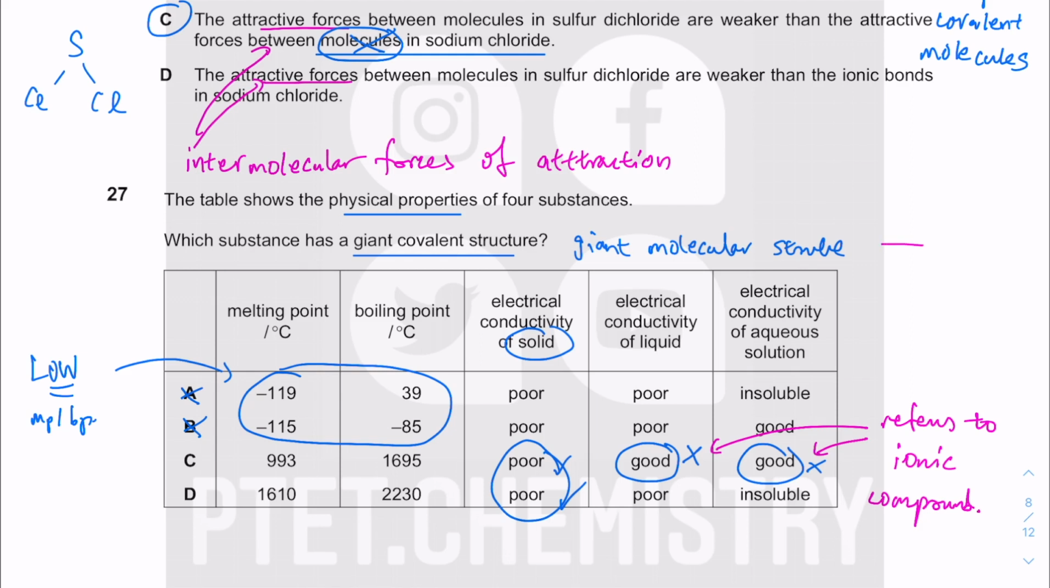Giant molecular structure, we're looking at something which does not conduct, whether it's solid or liquid, and they do not dissolve in aqueous solution as well. So D must be what we are looking for.